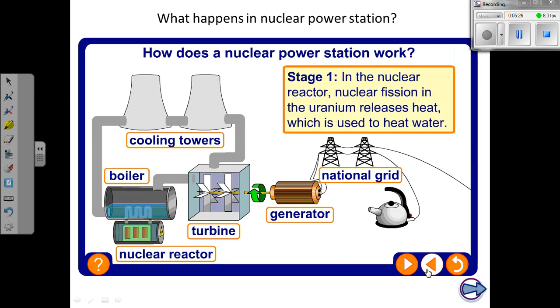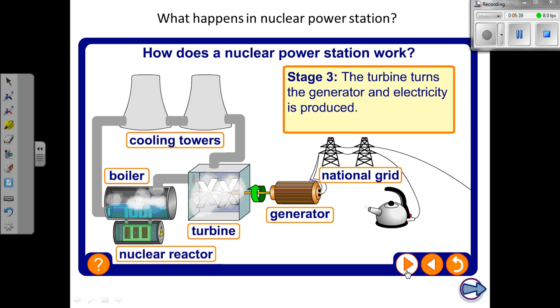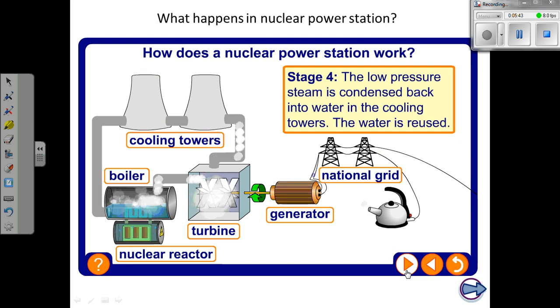Again, as we had before, we have heat energy being released, heating up our water, our steam turning our turbines, this in turn turning the generator and producing our electricity, and finally our cooling towers condensing our steam back into water to be reused.